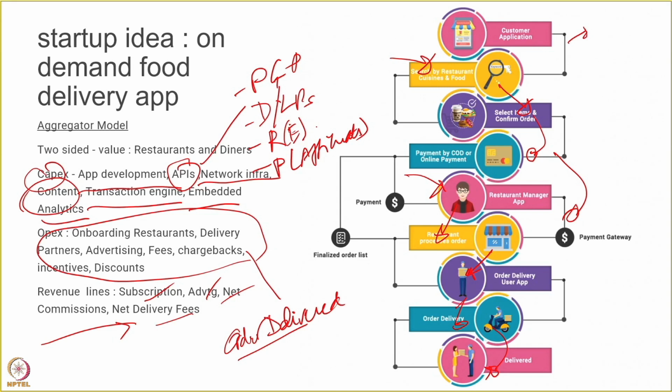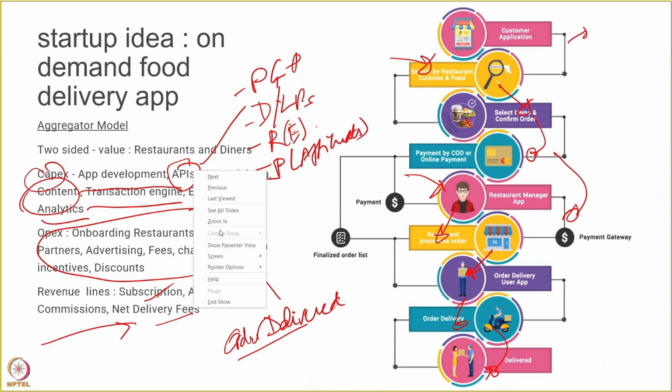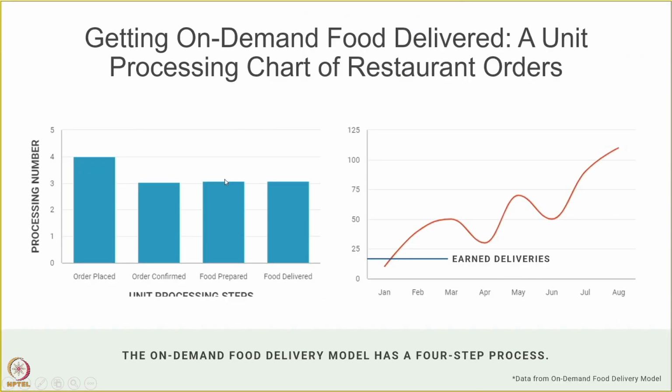Commissions, both received from the restaurants as well as paid to the delivery partners and maybe to restaurants also. And net delivery fees, in the sense that amount of delivery fees paid to the delivery partner and how much of it is actually got from the restaurant. So with this kind of a model, we should be looking at what is the unit cost economics for this food delivery app.